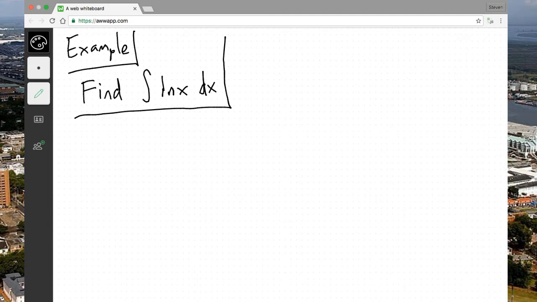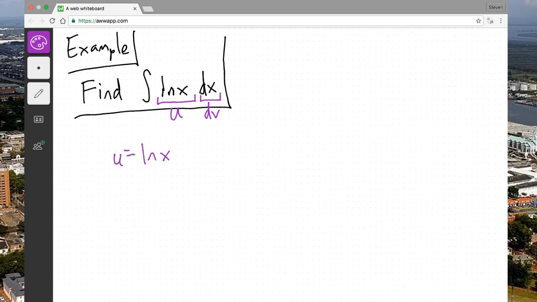And it turns out we can use parts to figure this out. It's a little tricky, but the way it works is we can use the fact that we know the derivative of natural log x, and that we can sort of see that as becoming simpler. And then we can simply let dv be the dx. So let's write that out.